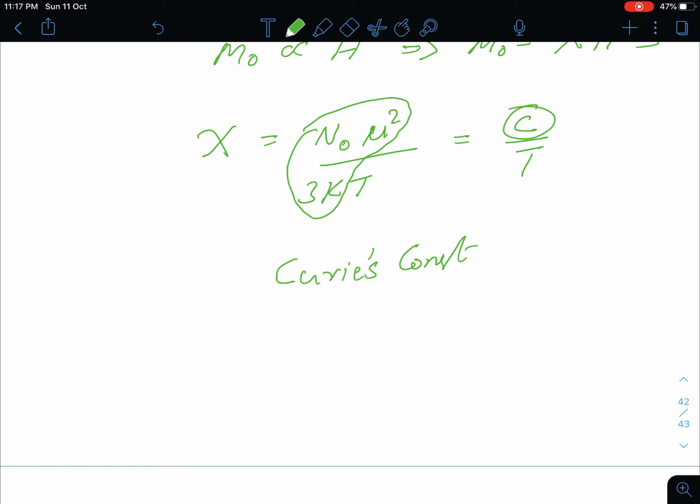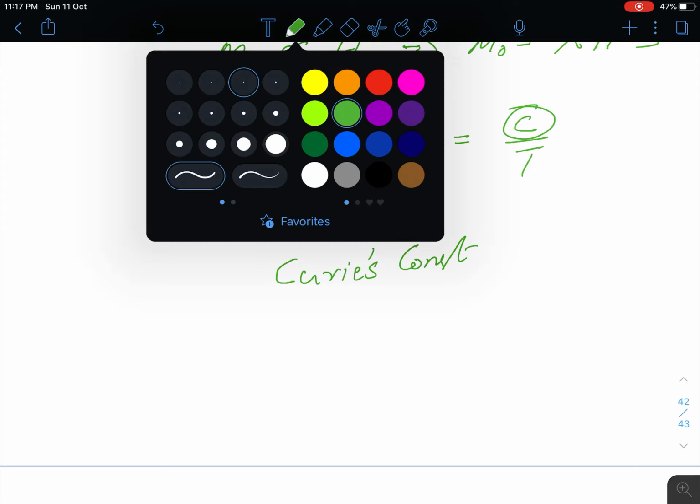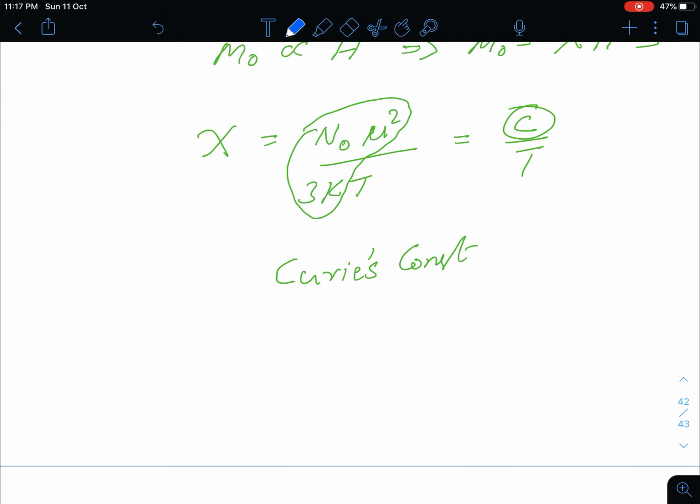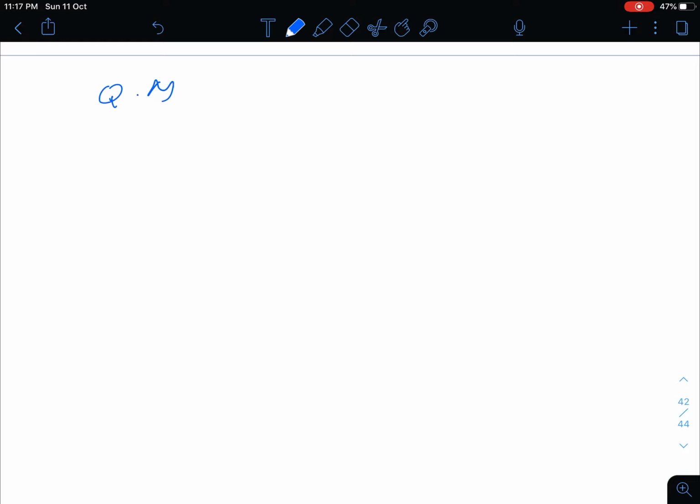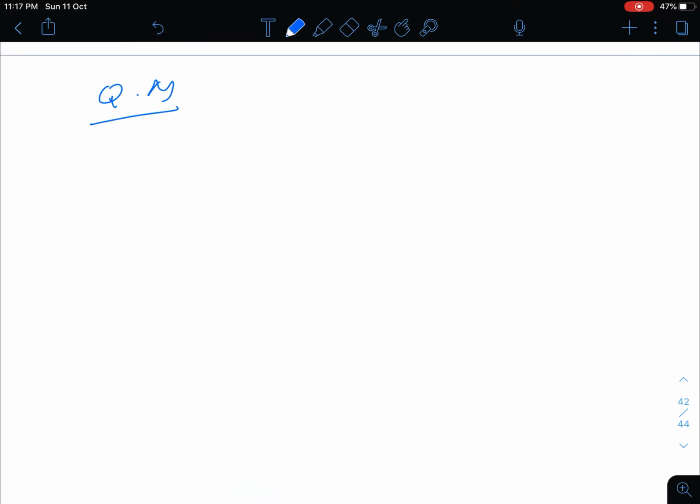So that is the classical picture of our paramagnetism. Now let's move on to the quantum mechanical picture. You might have studied the magnetization in quantum mechanics, the angular momentum and all.